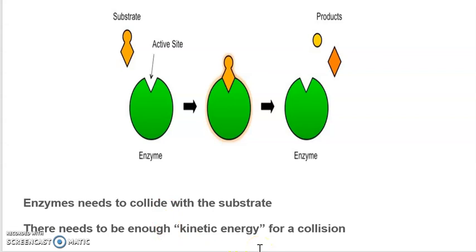So we want to think about, and we'll come back to this later on, the idea of temperature. If we've got a very cool temperature, then the substrate and the enzyme are going to be moving slowly. If we warm the temperature up, we give these more energy, and if they've got more energy, they're more likely to collide and the reaction is more likely to proceed. So for a reaction to take place, there needs to be a collision between the enzyme and the substrate, and that collision is going to be reliant on the kinetic energy of the system.